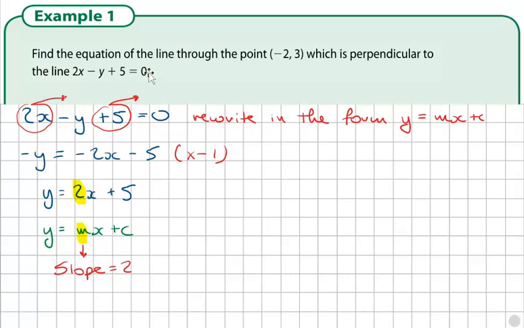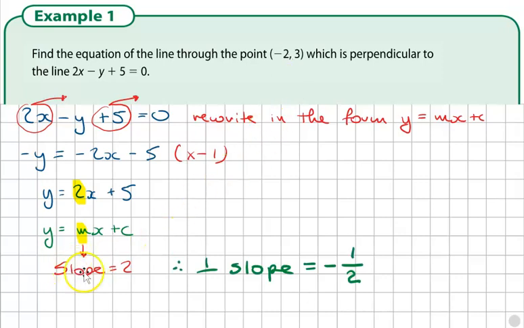So our new line has a slope. The original line has a slope of 2, but the new line will have a slope that's perpendicular to that. To change this into the perpendicular slope, we change the sign, so positive becomes negative, and 2, which is really 2 over 1, flips upside down to become 1 over 2. So it's the negative reciprocal. Once we have the slope of the new line, we sub the slope and the point into the equation of the line formula, and that will give us the equation of the other line.